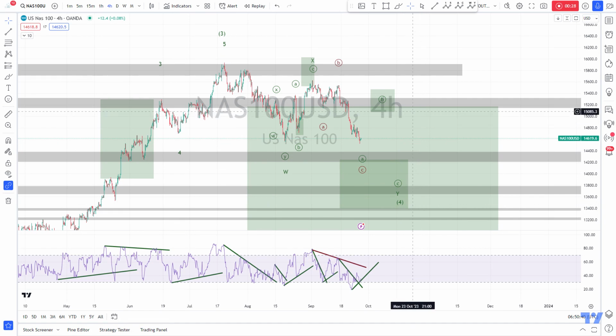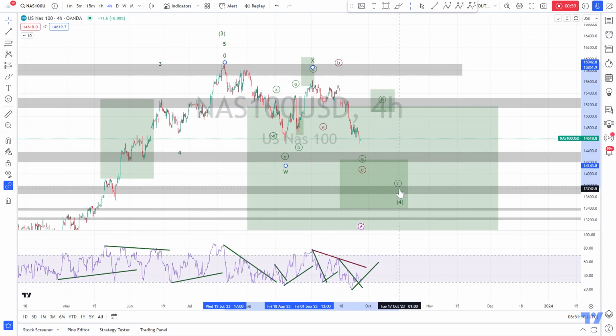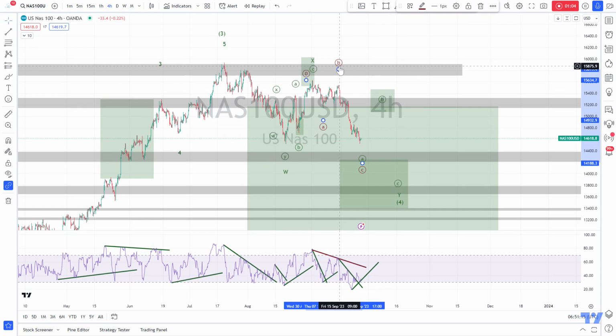Now, I think this wave 4 is unfolding as a WXY pattern. And now, just like the other indices, the Nasdaq took out this low here, in case of the Nasdaq, the wave W low. So actually, we have enough to start to move up again, like the wave Y could be in here, the wave 4 could be in here. And this is actually what is shown in my secondary scenario.